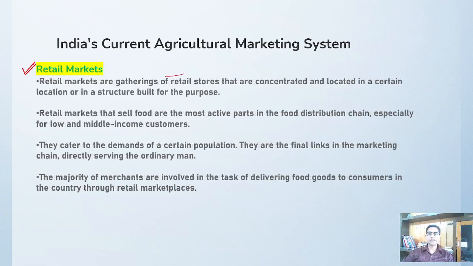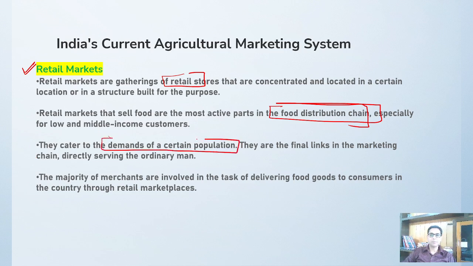Then we have the retail market. These are the retail stores which are there everywhere. Small shops are there in the cities, in the malls, and everywhere. They are very helpful in the distribution of food. Distribution chains are there. You can see that a lot of shops are opening in the malls. Wherever you are living, you will find shops of vegetables and various other things. They are catering to the demand of a certain population.